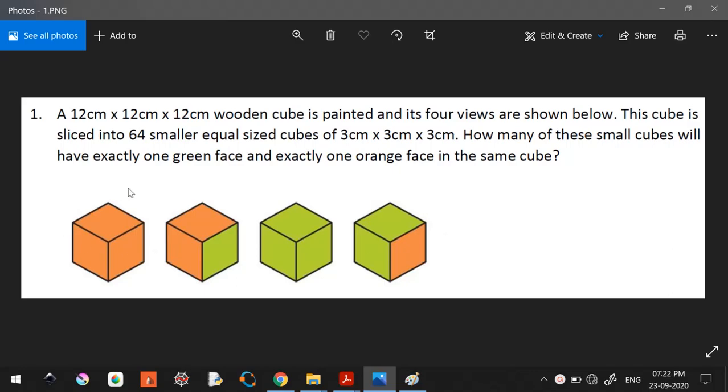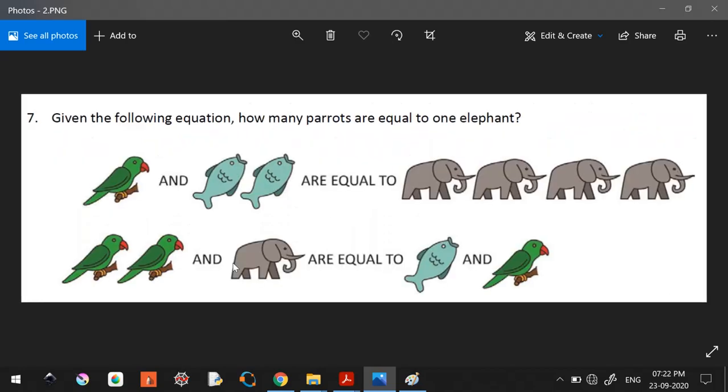So here, given this cube in different views, if you cut this into three cross sections, I mean to make smaller pieces of cubes, the question is, how many smaller cubes will have two uniquely colored surfaces? That's the question. The next one is going to be this one.